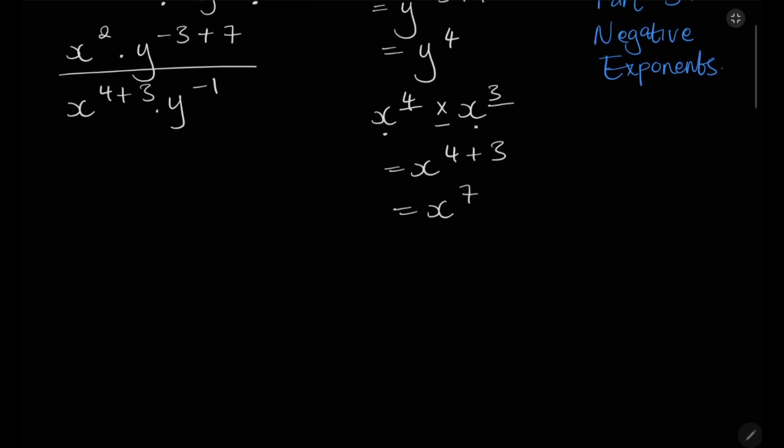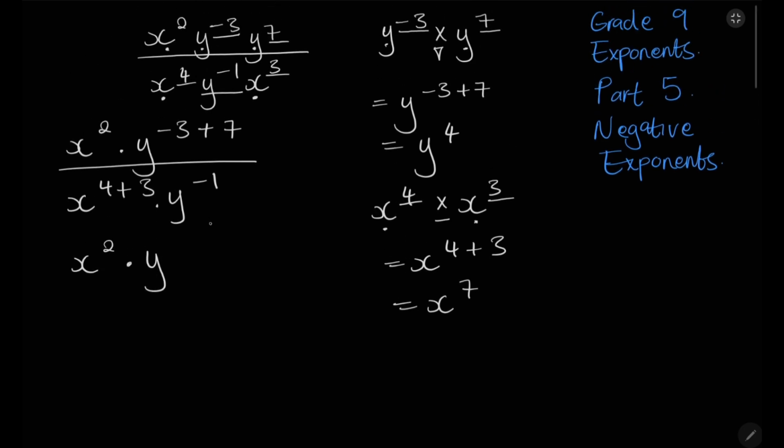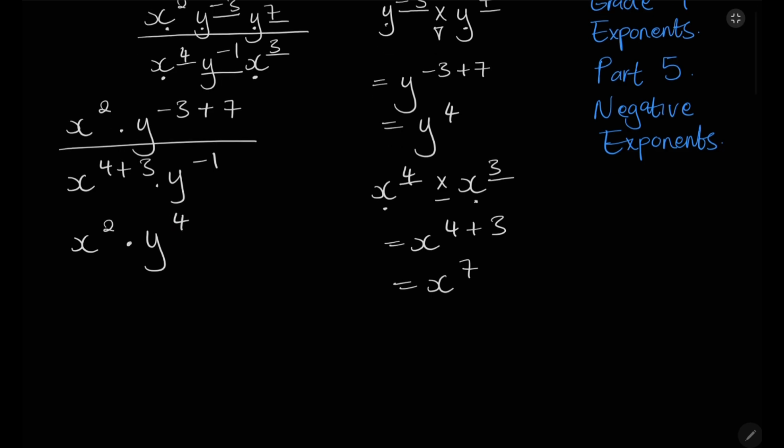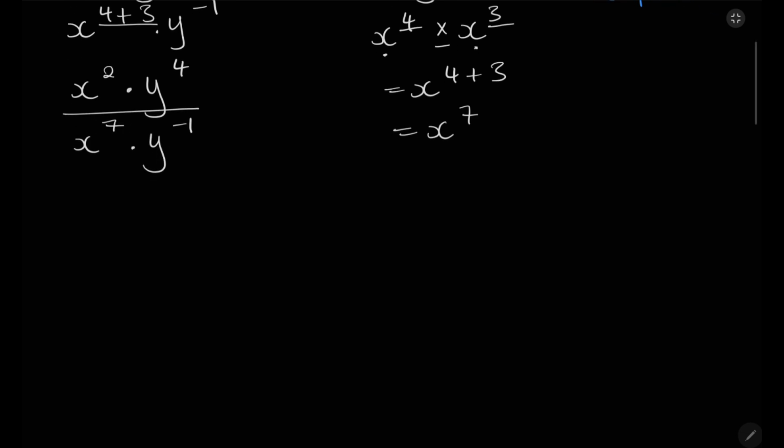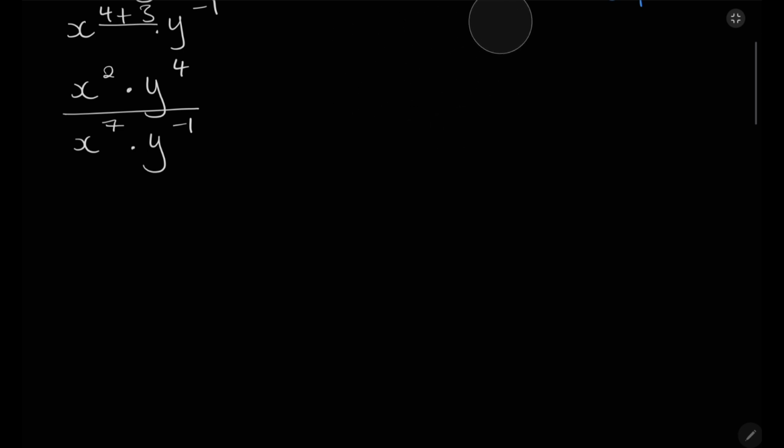Now let's calculate. We have x squared as it is times y to the power -3 plus 7 is 4, all over x to the power 4 plus 3, which is 7, times y to the power -1. Okay, now let's try to solve this part.